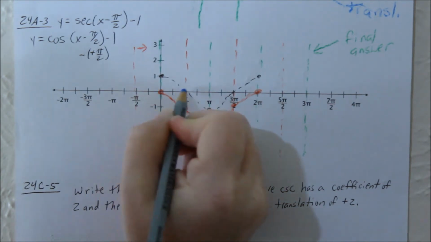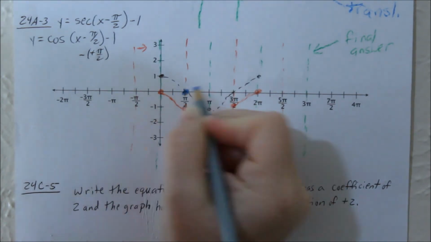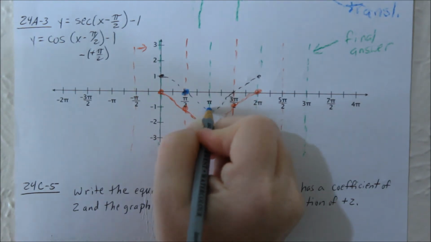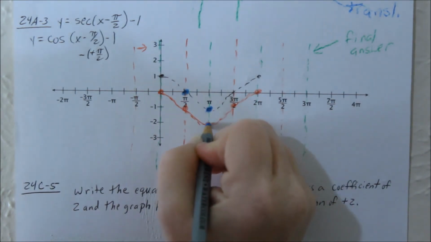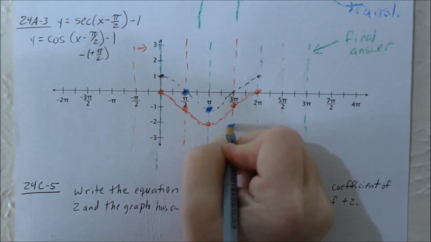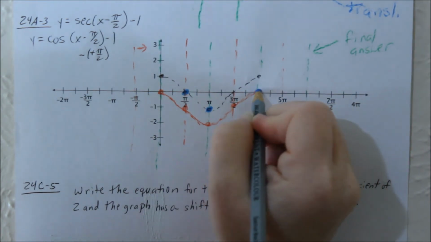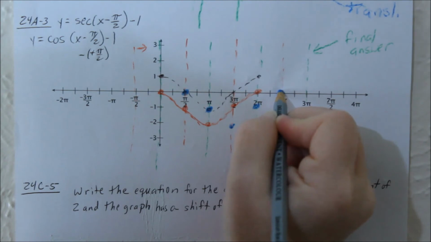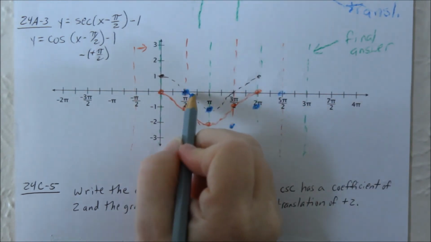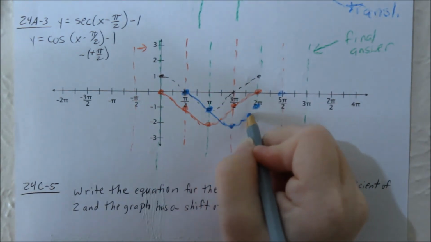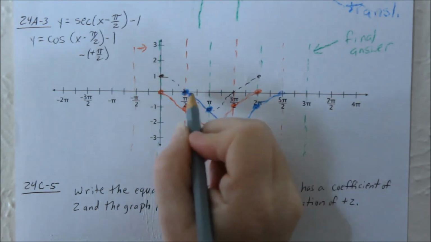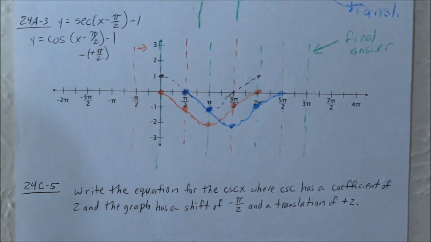So this goes over 1, 2 right there. This one scoots over 1, 2 right there. This one scoots over 1, 2. This one scoots over 1, 2. This one scoots over to the right 1, 2. Okay, so this blue curve is taking into account the phase shift to the right.